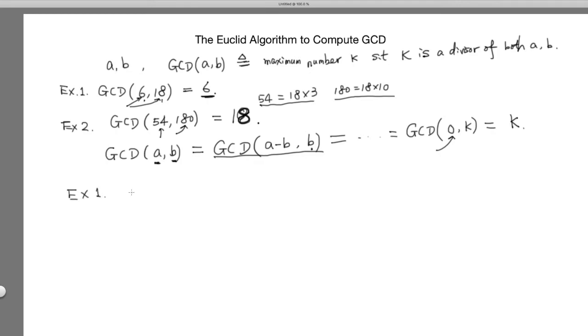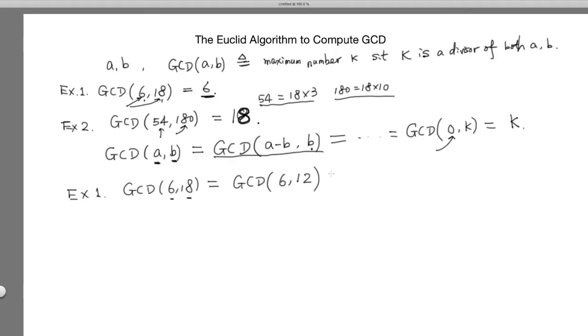Example 1. The GCD of 6 and 18. This example 1 is the same as example 1 of the previous one. By the Euclid algorithm, the large number is 18, the small number is 6. We replace the larger number by the difference: 18 minus 6 is 12.